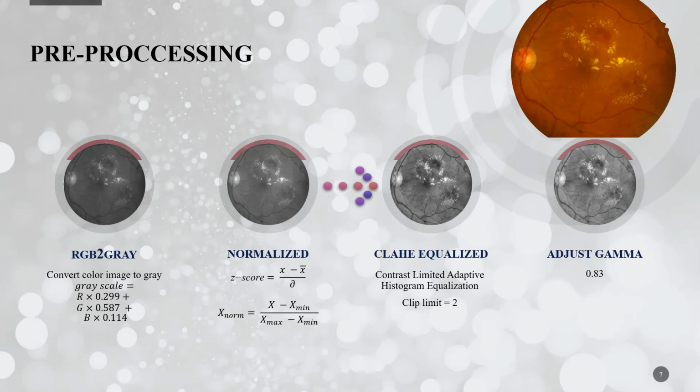Next, to improve the contrast, we use contrast limited adaptive histogram equalization and set the clip limit parameter to 0.2. Finally, gamma adjustment to 0.18 to make the image brighter. The output image is as shown.